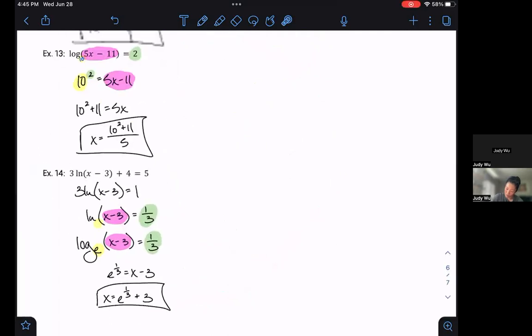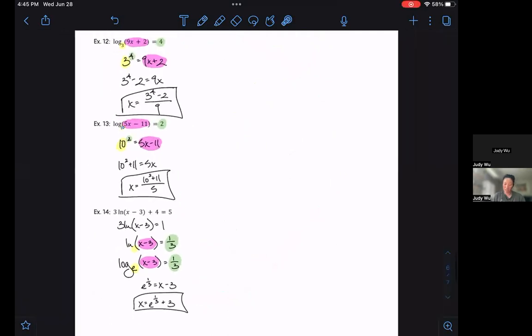But let's get all 3 of these on one page. So these are some pretty classic log equations where we just have to isolate that log and then rewrite it in exponential form.